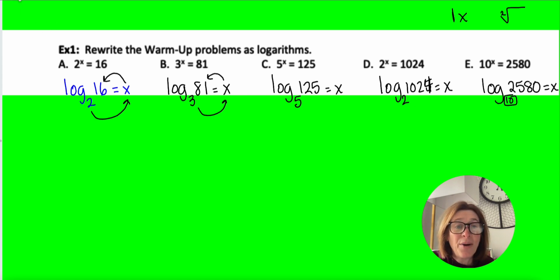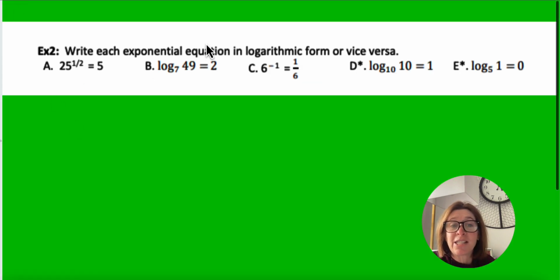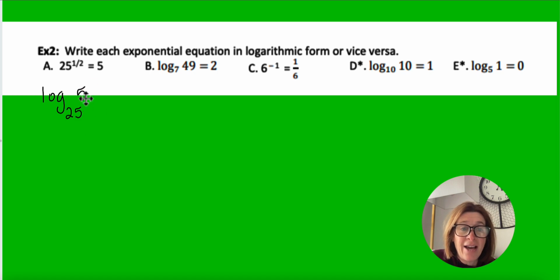All right, let's work backwards. Let's write each exponential in log form or vice versa. All right, so 25 to the 1/2 equals 5. Okay, so let's try that. Log base 25 of 5 equals 1/2.